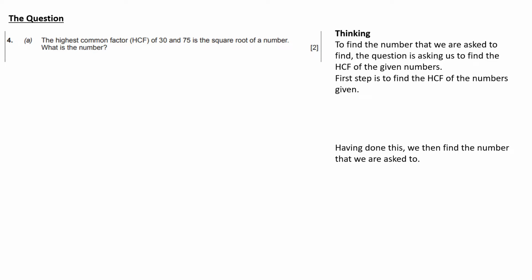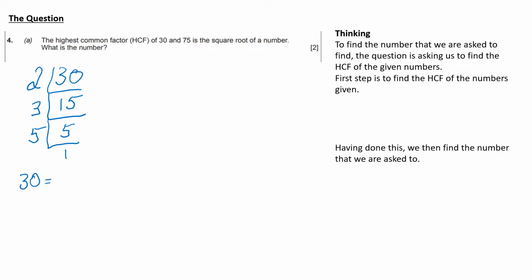So with 30, I tend to do highest common factors this way. 2 goes into 30 15 times. 2 won't go into 15, but 3 will, and it will go in 5 times. And then 5 goes into 5 once. So the number 30 is 2 times 3 times 5.